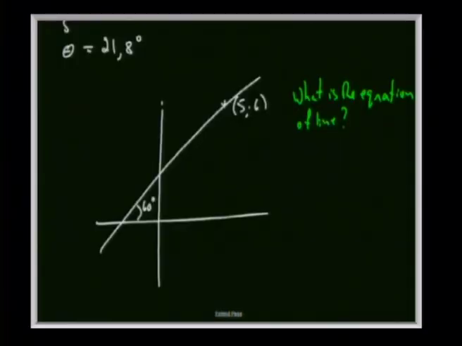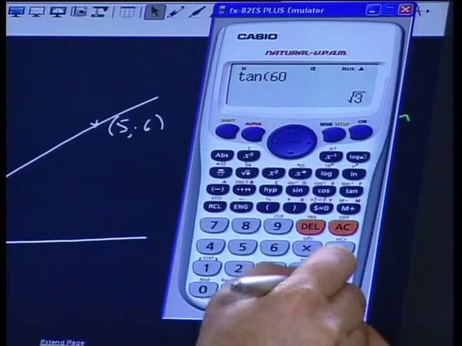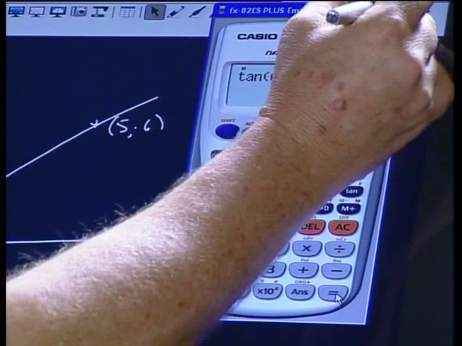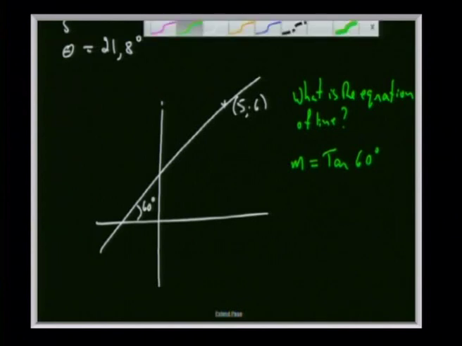Most of us would look at that and say, we've only got one point, we can't do it. But yep, you're thinking correctly. We can take our 60 degrees, find the tan of it, and we'll have the slope of our line. So to start off with, m would be equal to tan of 60 degrees. Bring up our calculator. Tan of 60, root 3. So m is equal to root 3.